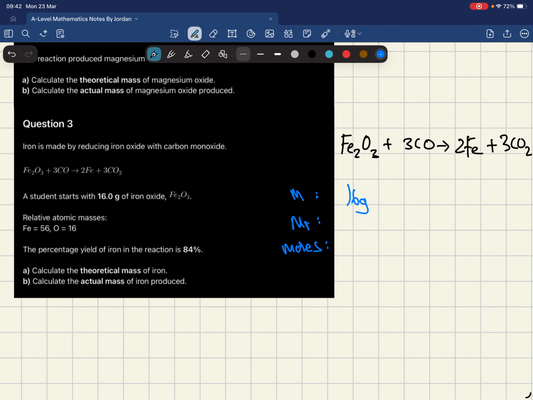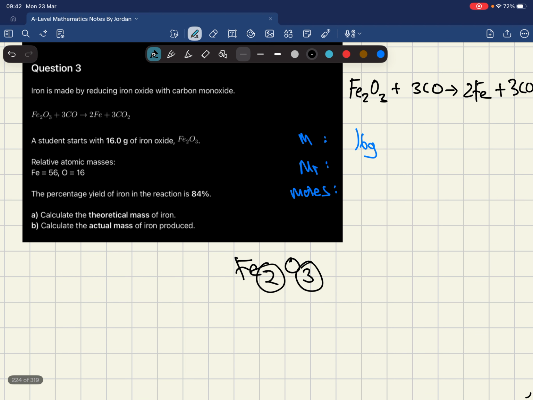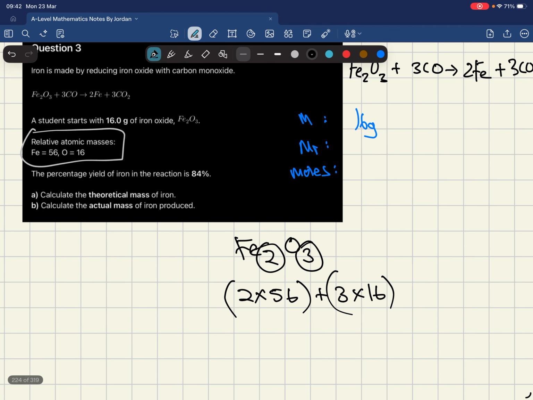MR for iron oxide, okay, so we've got Fe2O3, so that means we've got 2 irons and 3 oxygens. And you can see that they have nicely written the MRs here for you. So that would be 2 times 56 for the iron, and 3 times 16 for the oxygen. That would give us 112, and this one here would give us 48. So if I add those together, it should give us 160.